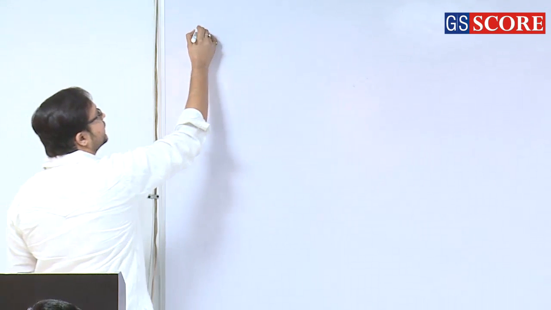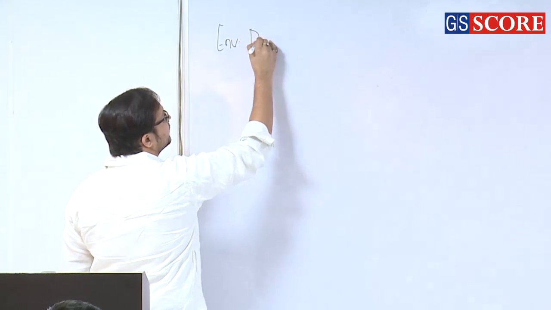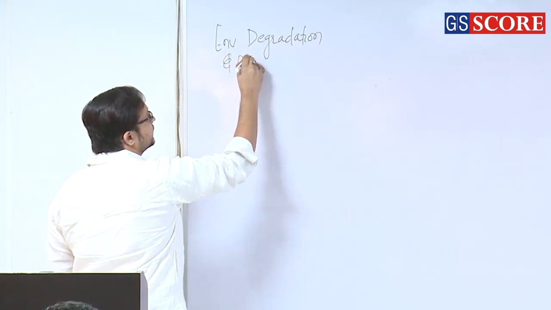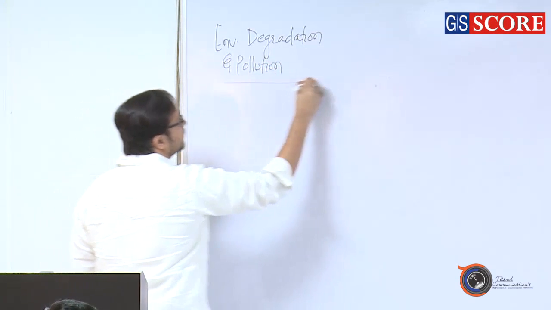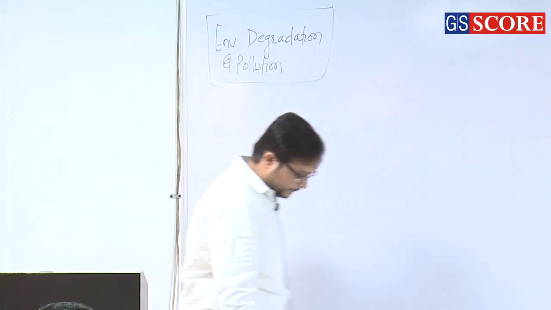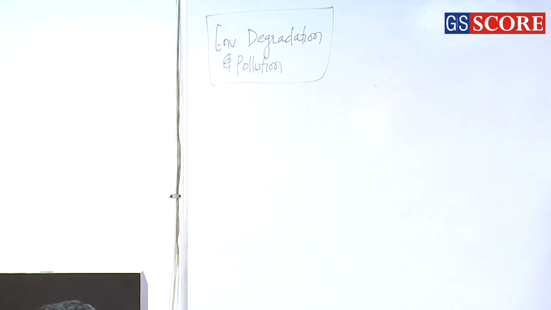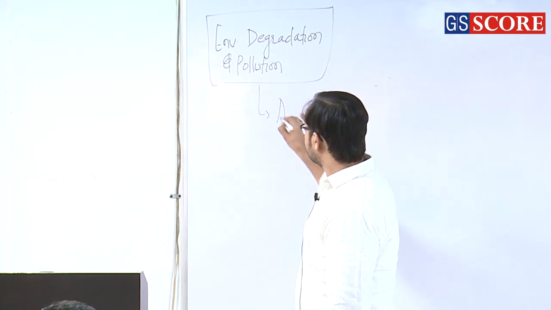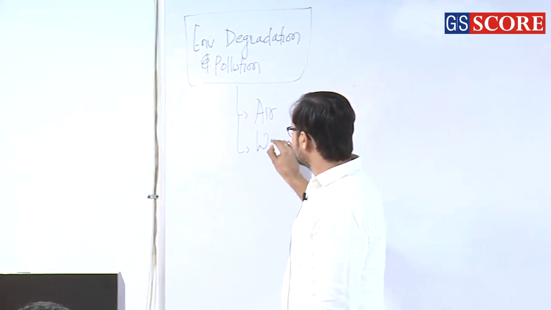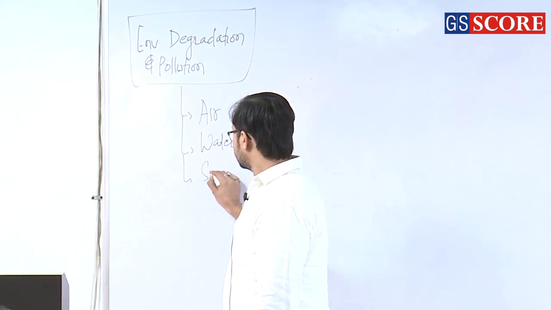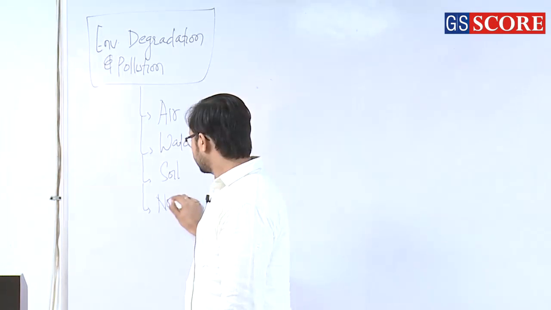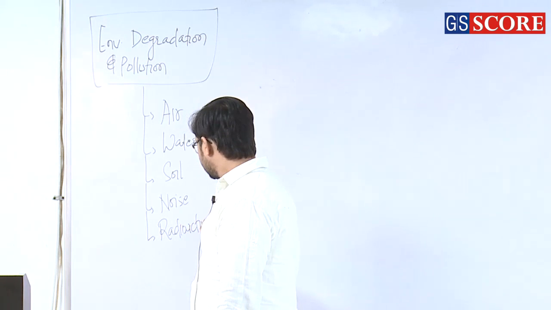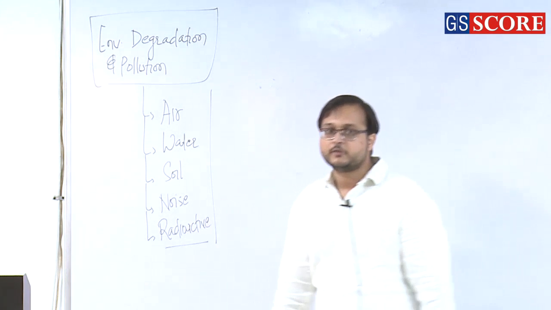So the next aspect of it is environmental degradation and pollution. When we say environmental degradation and pollution, on a major note, we have classified this into air pollution, water, soil, noise, and radioactive. Five major classes.